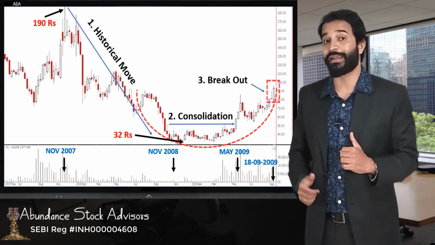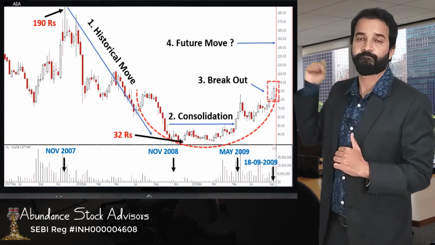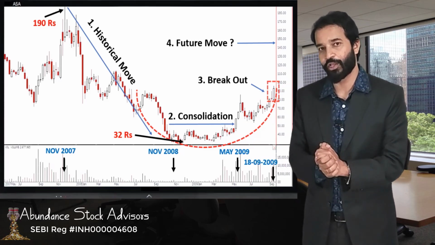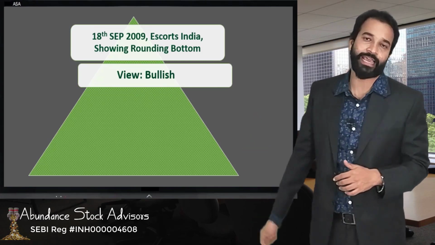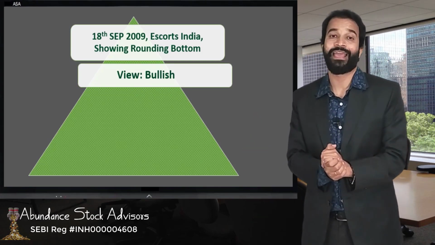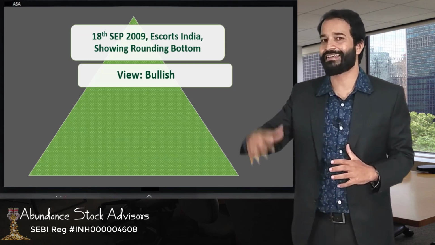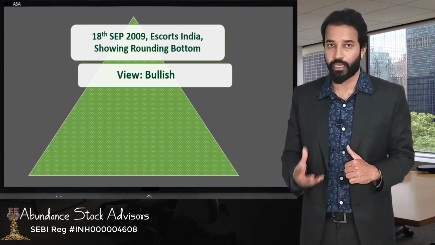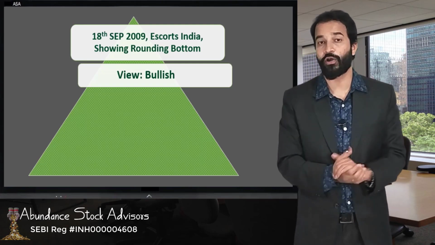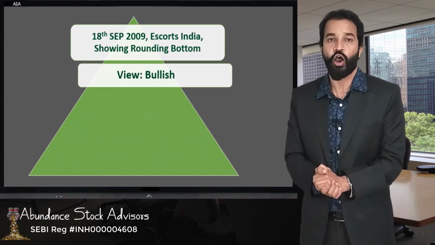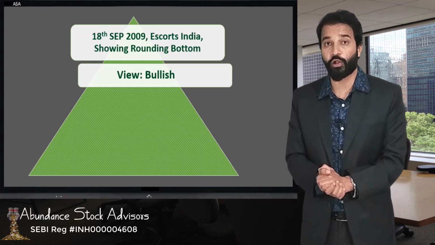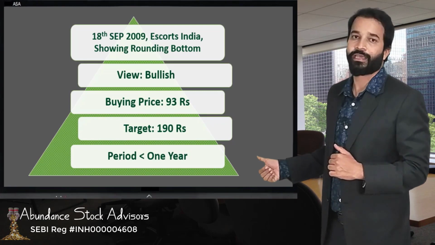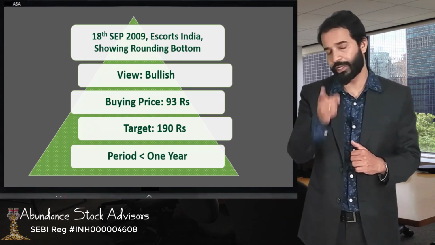And the fourth element in this pattern is the future move. This is something which is not seen on the chart and is something which we have to predict as analysts. So, on 18 September 2009, Escorts was showing a rounding pattern on the charts, and there was a clear potential of this stock skyrocketing in no time. So, we calculated its target, the holding period, the stop loss, risk to reward ratio, and recommended the stock in our multi-bagger category. Of course, the fundamental parameters of the stock were also screened before it was recommended. The recommended buying price was 93 rupees and the target was 190 rupees to be reached in a year.